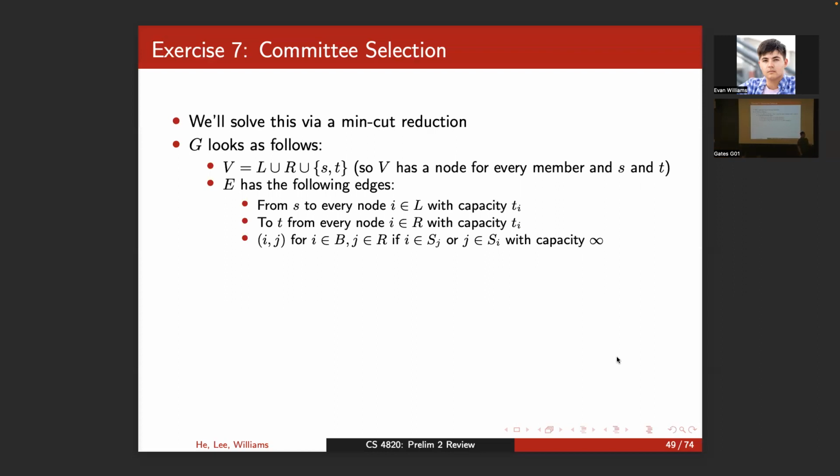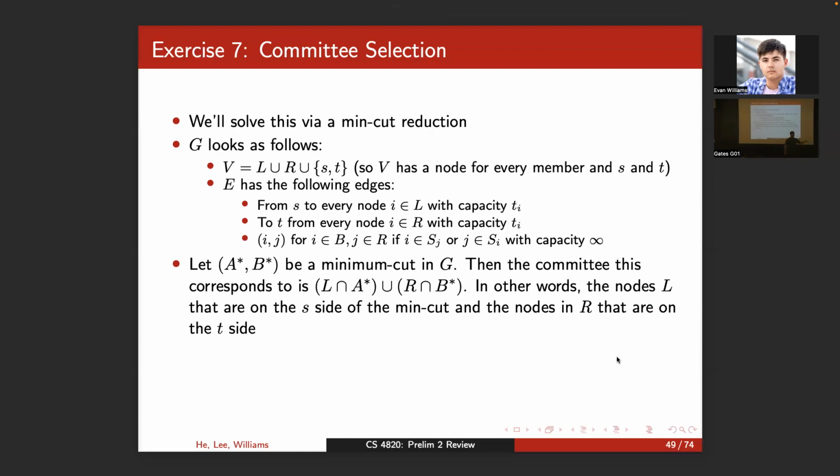Why would we do this? Why are we drawing an edge with capacity infinity from members with ideological differences? Yeah. Right. They must always be on the same side of the cut, right? If we have a forward edge with capacity infinity, then we can always reach basically the next node in the residual graph, right? So they will always be on the same side of the cut.